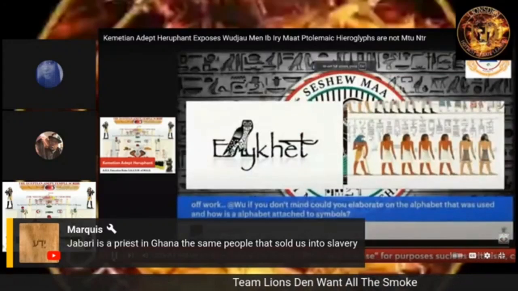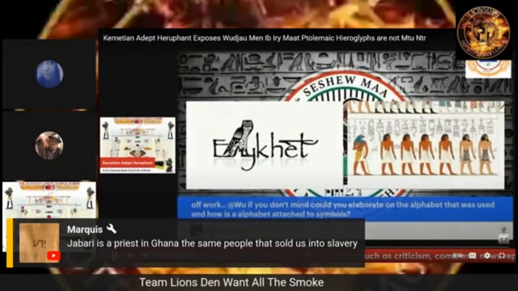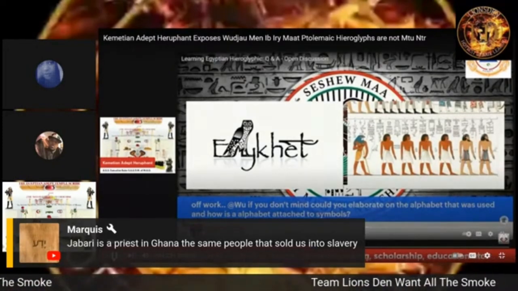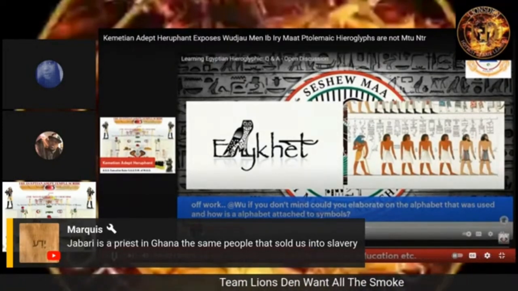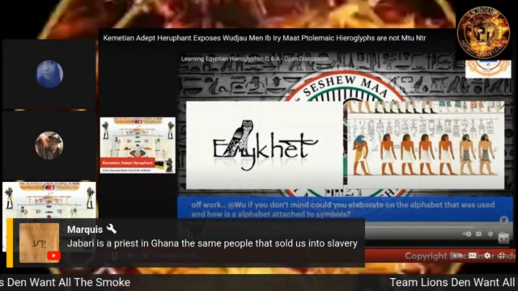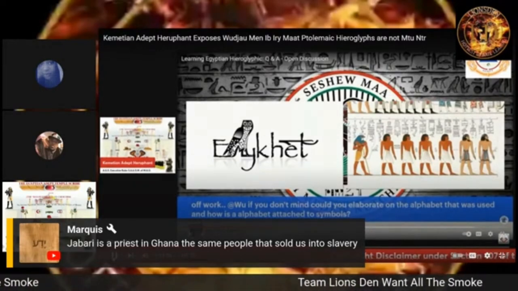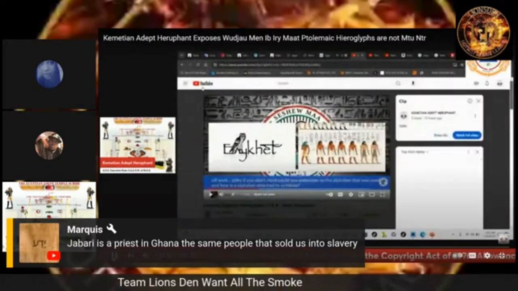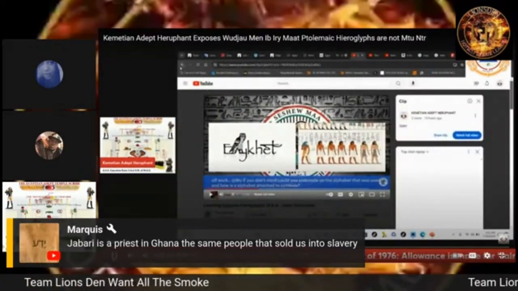Is an alphabet attached to symbols? Okay. The ancient Egyptians did not technically have an alphabet. So if you're saying they didn't have an alphabet, why are you pushing back against what I'm saying? But we call the monoliterals a pseudo alphabet. And if it's called a pseudo alphabet, then why do you keep trying to oppose what I'm saying when you said this months ago?